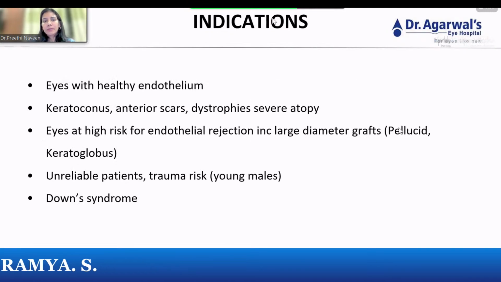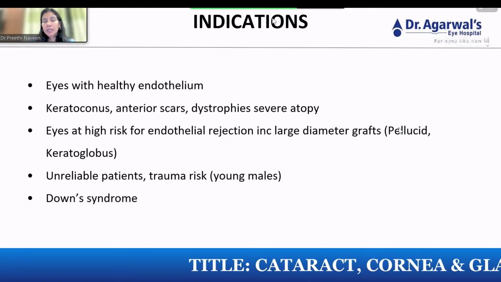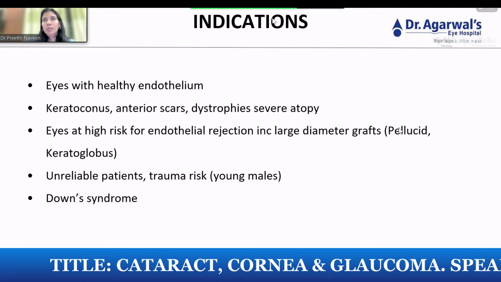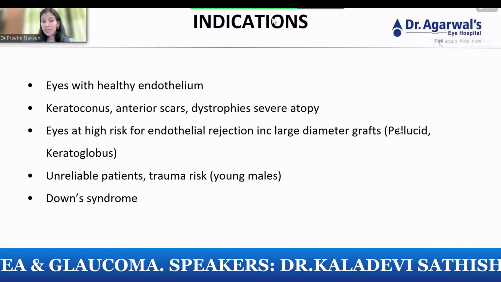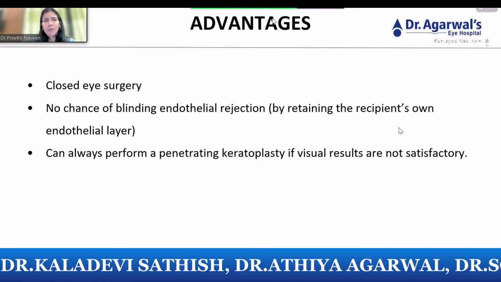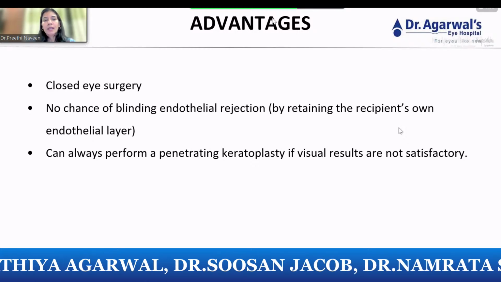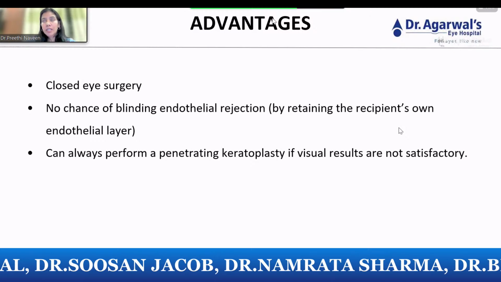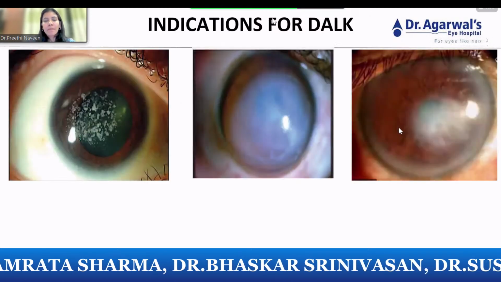And so indications for DALK would be any patient with a healthy endothelium. So keratoconus, any anterior scars, dystrophies, and eyes at a high risk for endothelial rejection, like pellucid or keratoglobus, you would want to do a large diameter tuck-in lamellar keratoplasty initially, and then maybe a central PK at a later date. And also in patients with Down syndrome. So the advantages of a DALK are, one, it is not a full thickness surgery, and the chances of endothelial rejection are less, and also the visual recovery is much faster in DALK.